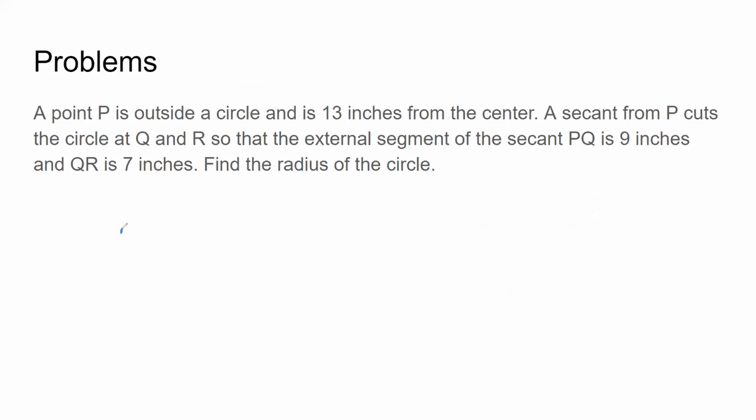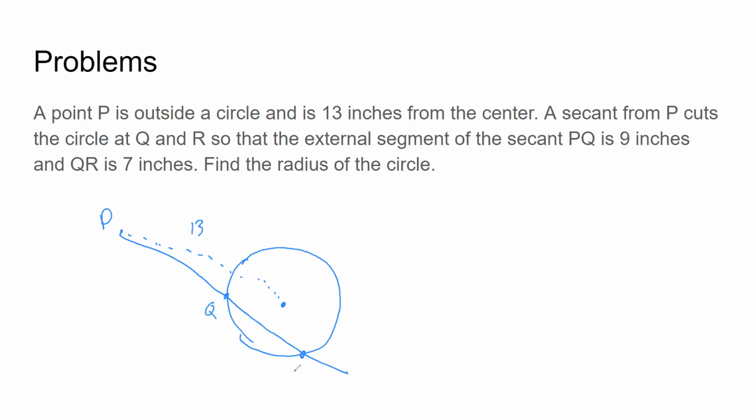So a point P is outside a circle and is 13 inches from the center. So let's draw a circle over here. Okay, good enough. The distance here from P to the center is 13. A secant from P cuts the circle at Q and R. So let's draw a secant that cuts through the circle, so it cuts through the circle at two points, right? Q and R. So that the external segment, PQ here, is 9 inches, and QR here is 7 inches. And then they ask you to find the radius of the circle.